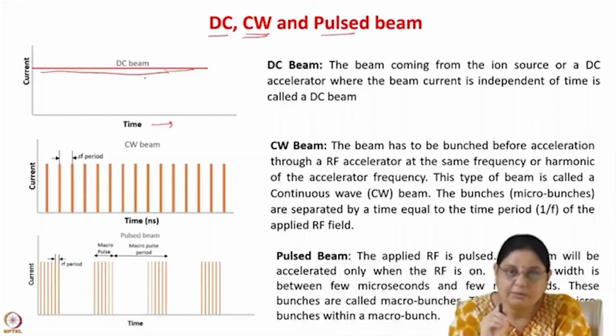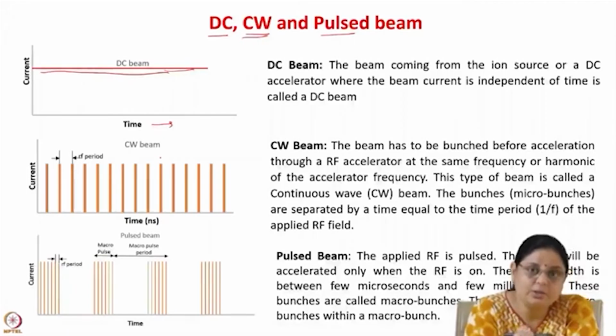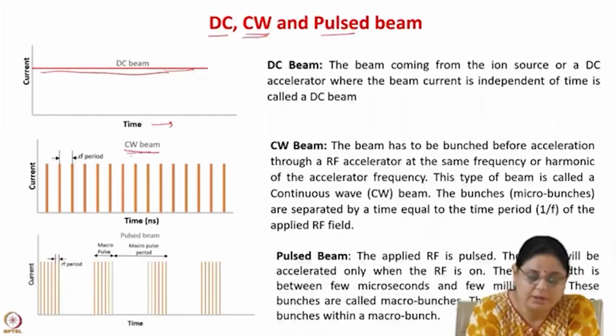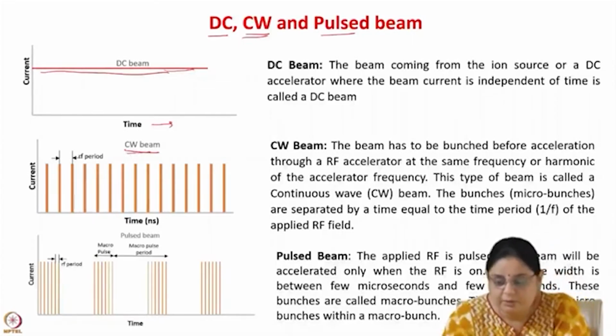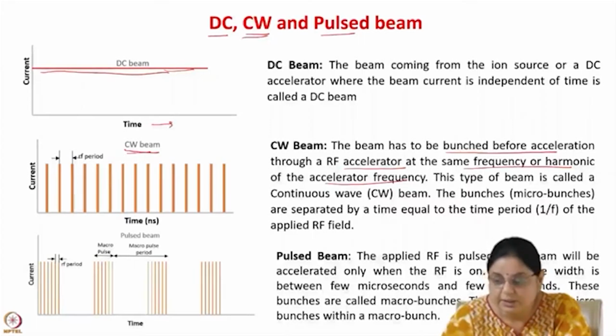You need to bunch the beam, and you need to bunch it at the same frequency as that of the applied RF in order to accelerate it in an RF accelerator. Such a beam, which is bunched to accelerate it through an RF linac, is known as a CW beam, or continuous wave beam. So the beam has to be bunched before acceleration through an RF accelerator, at the same frequency or harmonic of the accelerator frequency. This type of beam is called a CW beam.